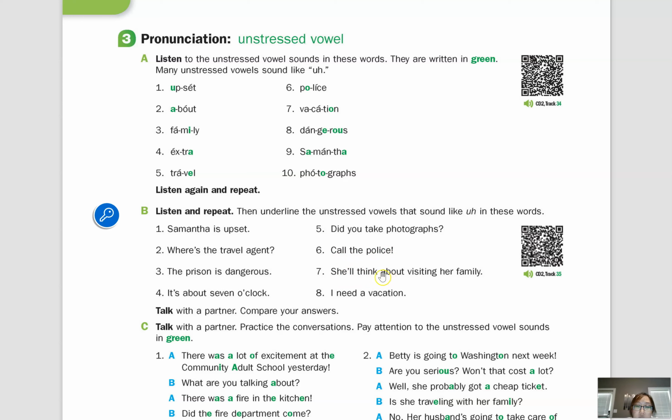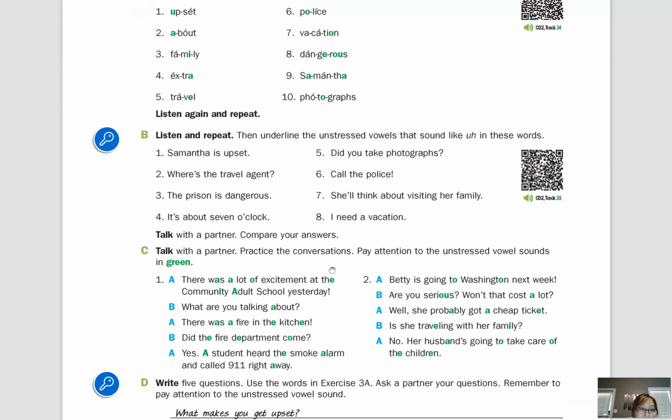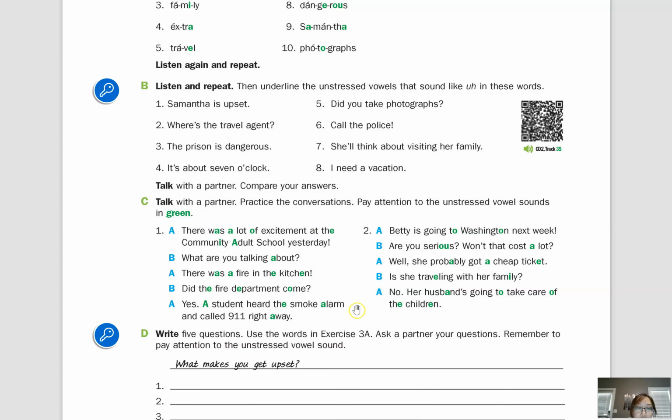She'll think about visiting her family. So about, and family. And then number 8, I need a vacation. You can also see vacation here. All right, I know we are already at 25 minutes, so for exercise C, just practice on your own and make sure you don't stress the green vowels.